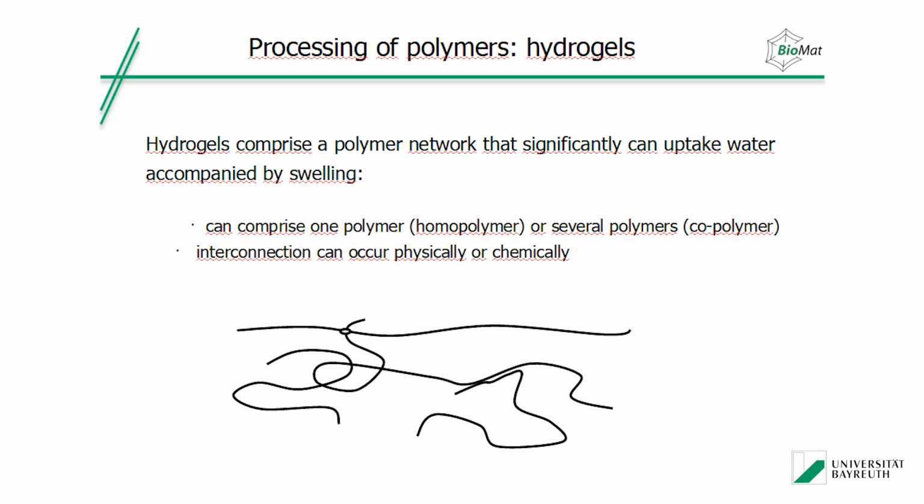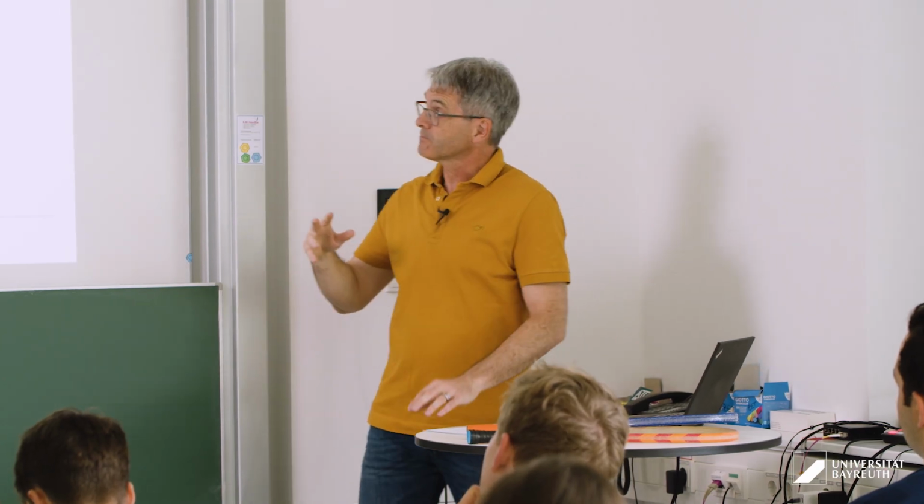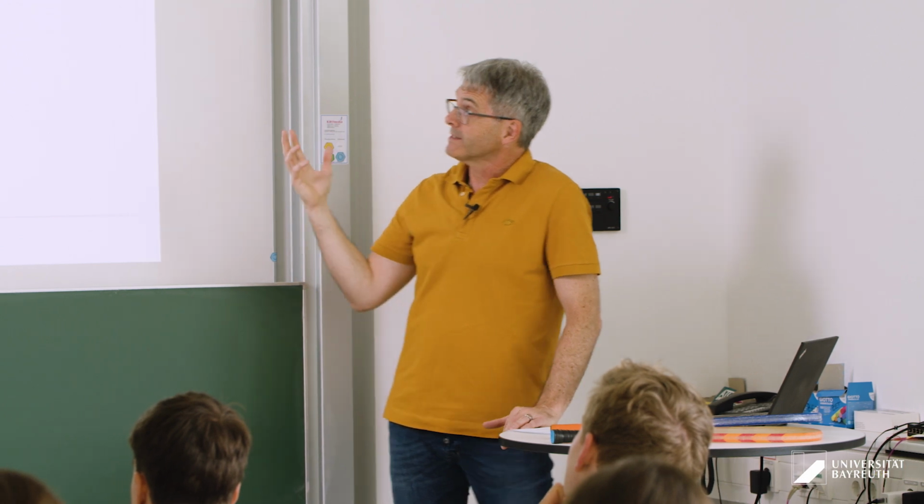What is a hydrogel? Well, a hydrogel is a polymer network that can significantly take up water, and this will lead also to swelling. So you can have either one polymer, then this is a mono or homopolymeric network, or you can have several polymers, then you talk about copolymeric networks or interpenetrating networks. So what does this mean?